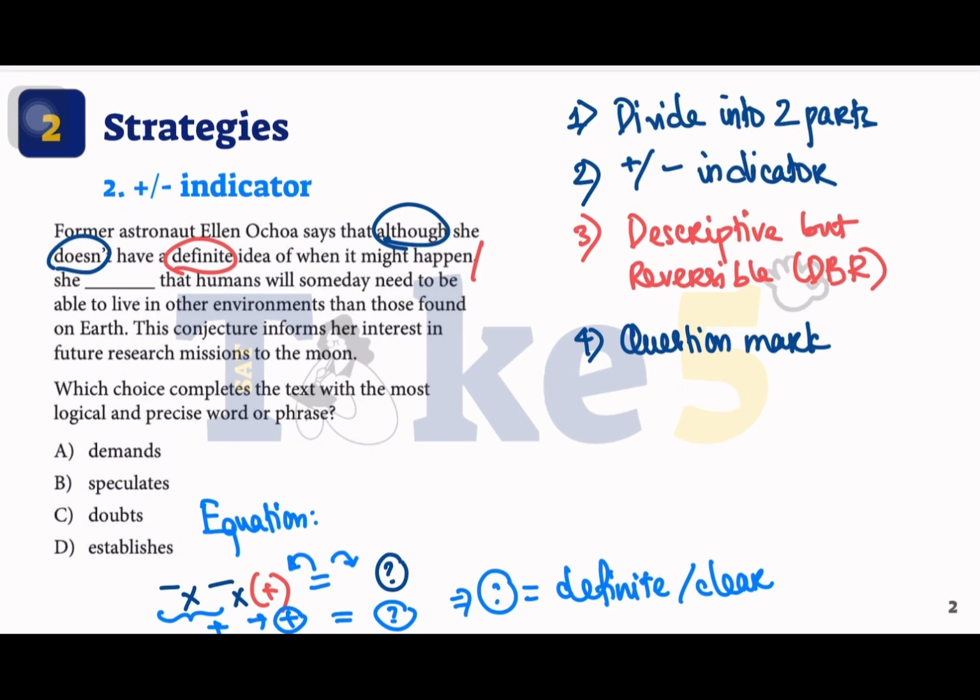Finally, go through all the answers together to see which one has the closest meaning to clear. It has to be speculates, because you only hypothesize, make a guess, or speculate about something that you are kind of clear about. Doubt is a tempting answer. However, you only doubt something when you are not sure or unclear about whether or not it is inaccurate.